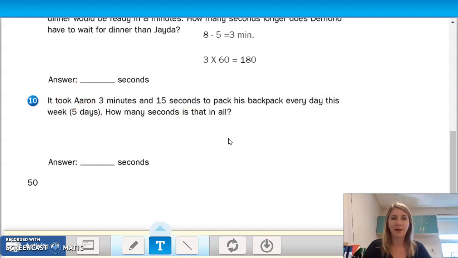Whew. Well, this is a lot of stuff to do here. What should we do? So we've got minutes and seconds and 5 days. So it took 3 minutes and 15 seconds to pack his backpack to pack his backpack every day this week. So I think let's get everything into seconds first, and then we'll worry about this 5-day thing.